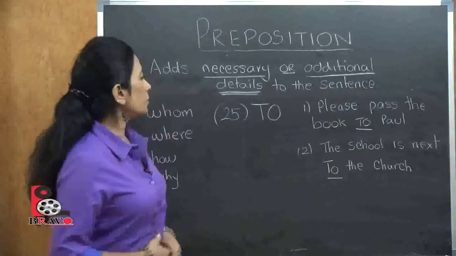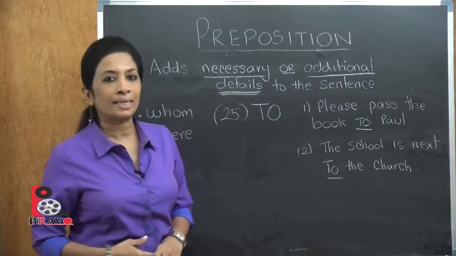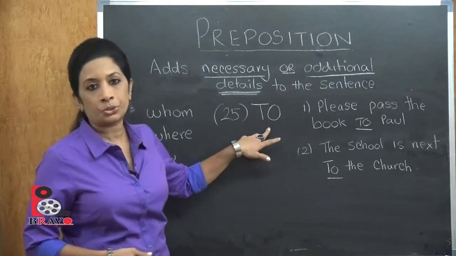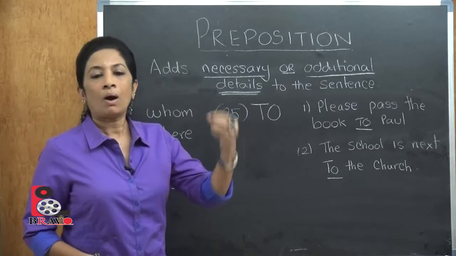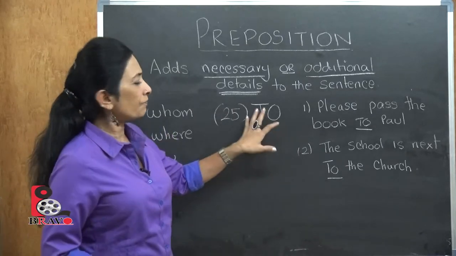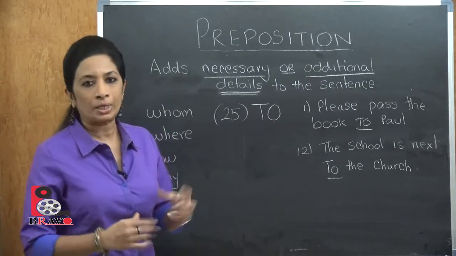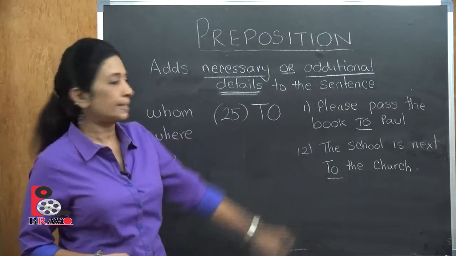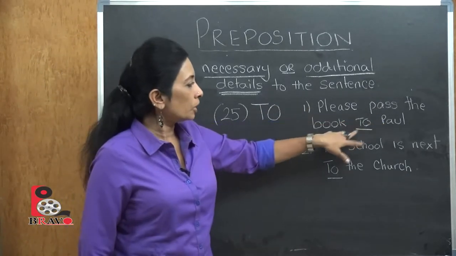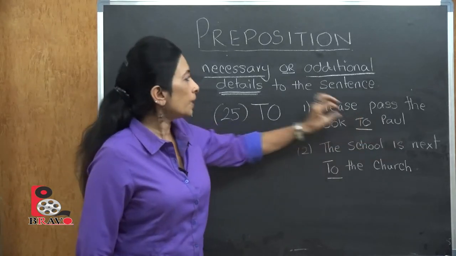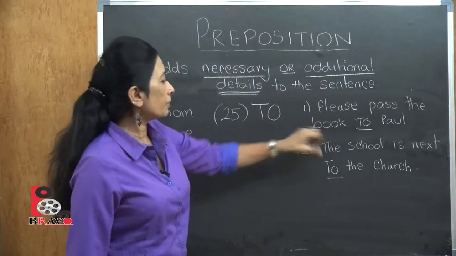Okay, now we have come to the 25th word of the 30 that we have seen today. It's called to. It's again a very small word, like in, on, so like to. This is a very commonly used word to incorporate into a sentence. So here I've got two examples for you. Please pass the book to Paul. So to is the preposition of the sentence.